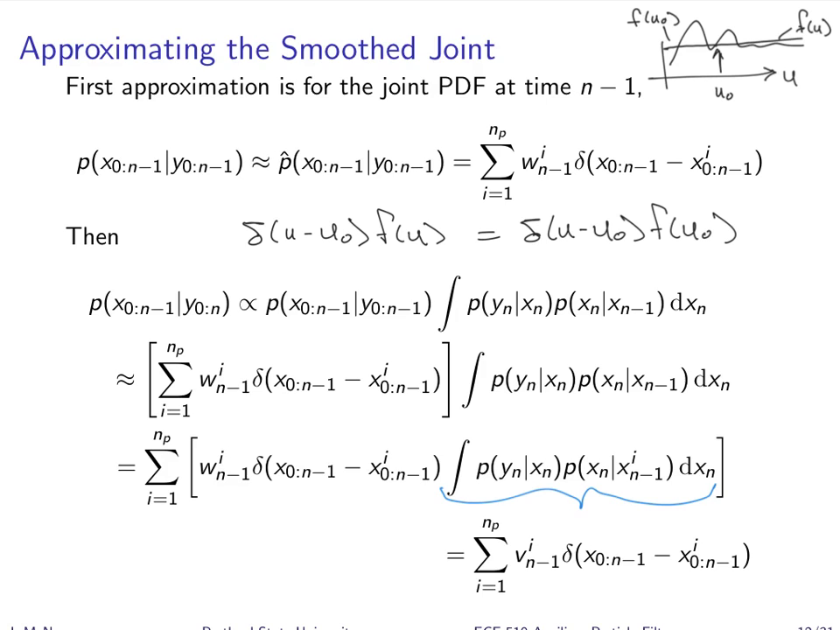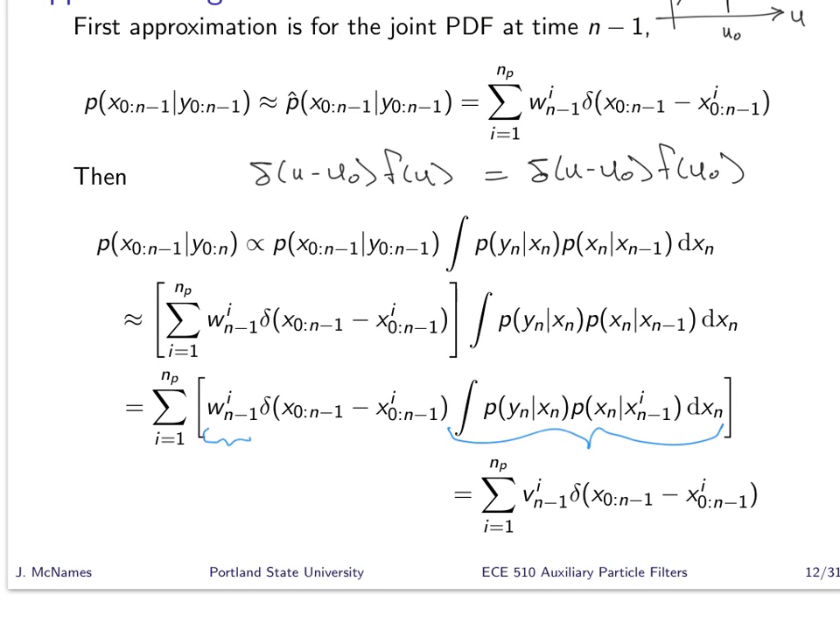And we can lump that together with this weight and call those v. So that whole thing becomes v n minus 1 i times this impulse. And now we end up with a weighted sum of impulses that is a representation of what we're after, which is the smooth posterior. And it turns out it's in a form that's very helpful to us.